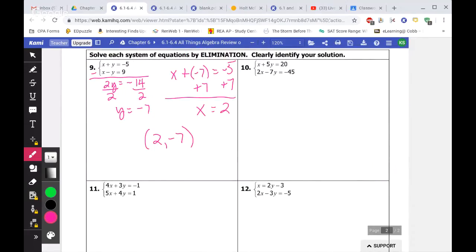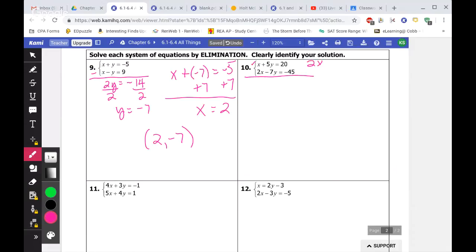Okay. So we're looking for matching coefficients, and we don't have any. So then the next step would be, are any of the coefficients multiples of each other? Well, one obviously has multiples all over the place because anything times 1 is itself. So I would say what we want to do here is multiply this top equation by 2 in order to get the x's to match.